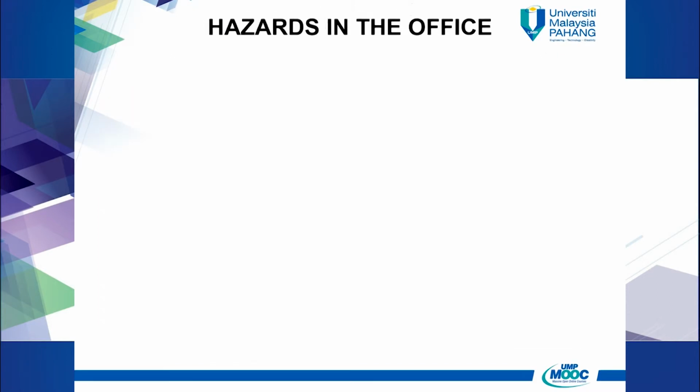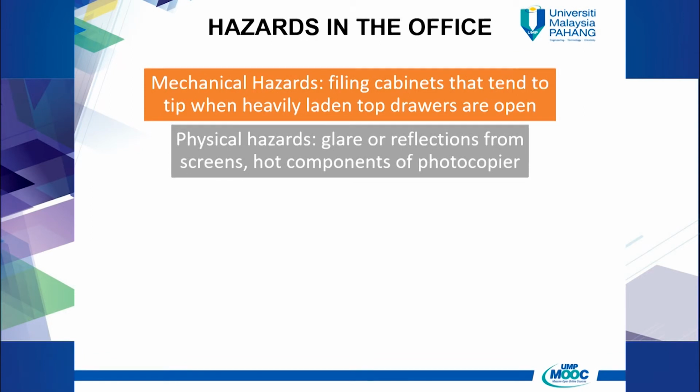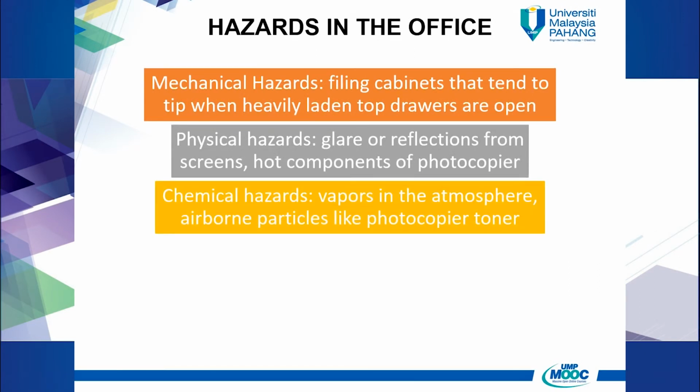There are a few hazards that exist in the office. Mechanical hazards such as filing cabinets that tend to tip when heavily laden top drawers are opened, which can lead to tripping hazards. Physical hazards like glare or reflections from screens and hot components of photocopiers. Chemical hazards such as vapors in the atmosphere, for example, paint, solvents, or airborne particles like photocopier's toner.